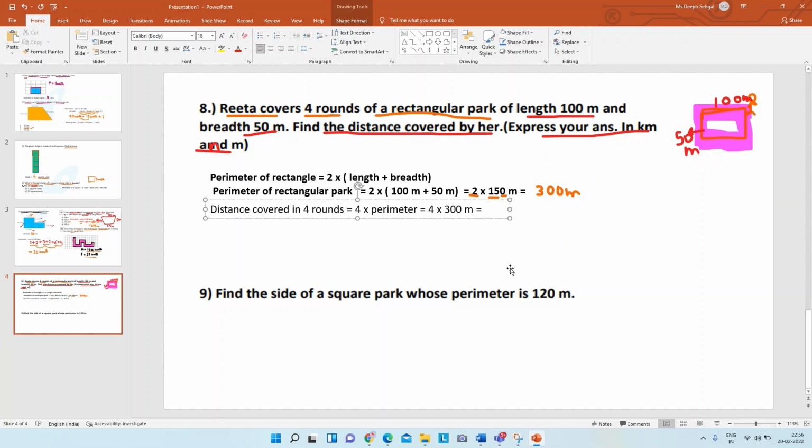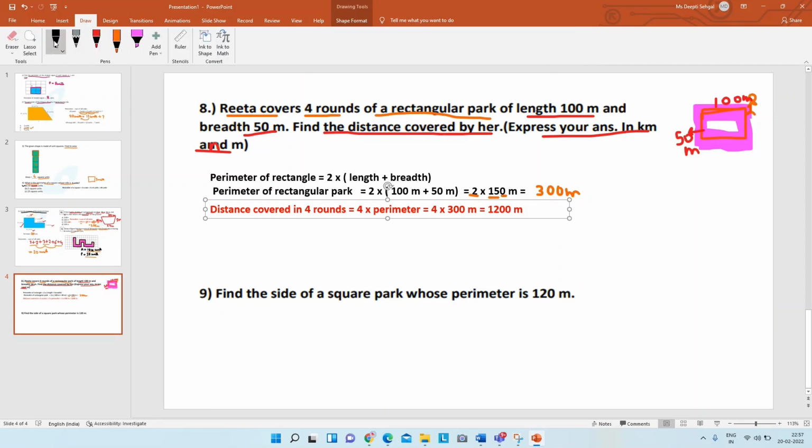So what is 4 multiplied by 300? Yes. 4 threes are 12 and 2 zeros. So 1200. So 1200 meter is the answer. Now they are saying that express your answer in kilometer and meter. अब हमें इसको kilometer and meter में convert करना है.